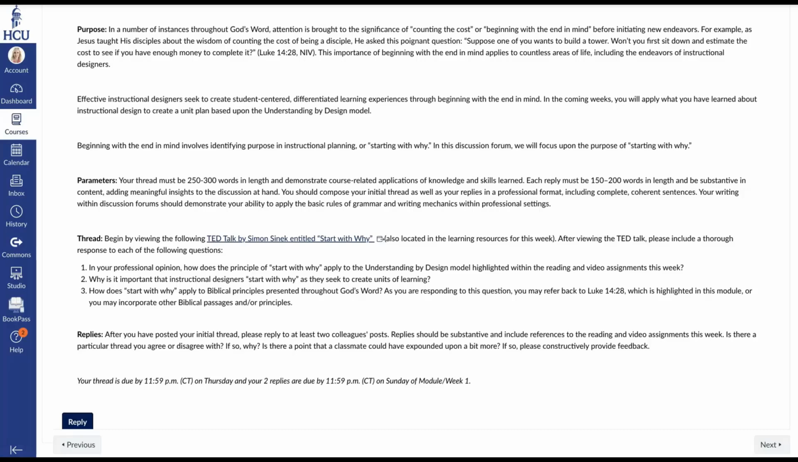Beginning with the end in mind involves identifying purposes in instructional design, or starting with the why. In this particular discussion board forum, we will focus upon the purpose of starting with why. For your initial thread, please write between 250 and 300 words and demonstrate course-related applications of knowledge and skills learned.